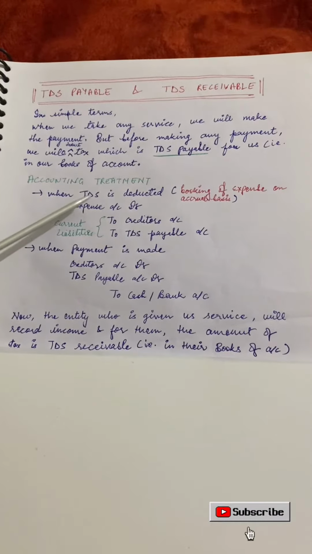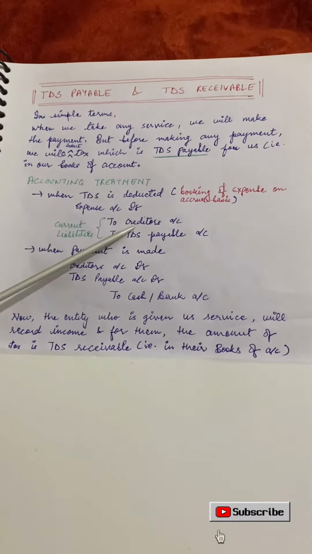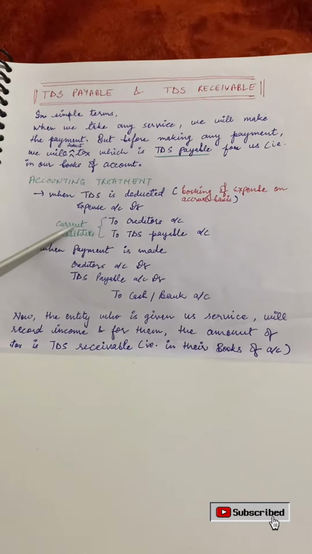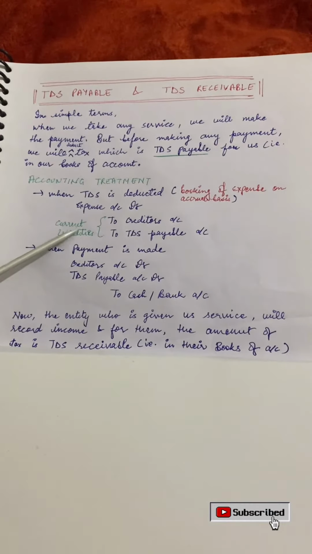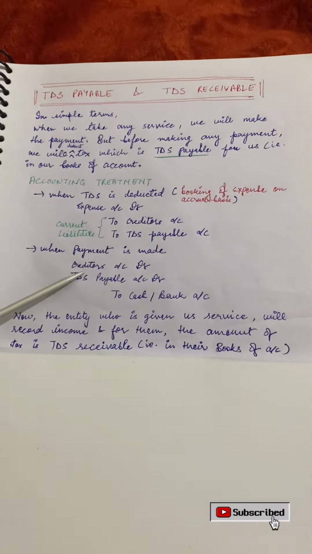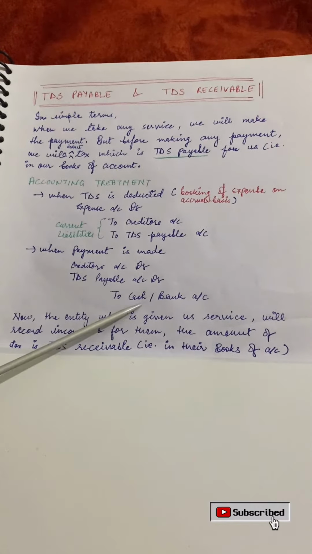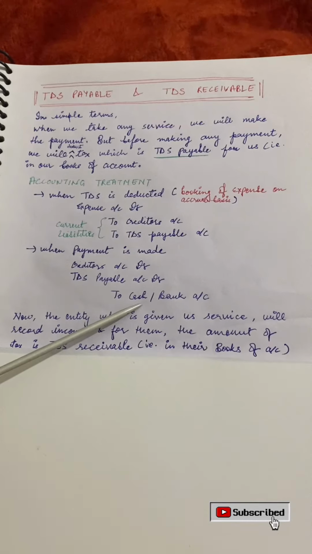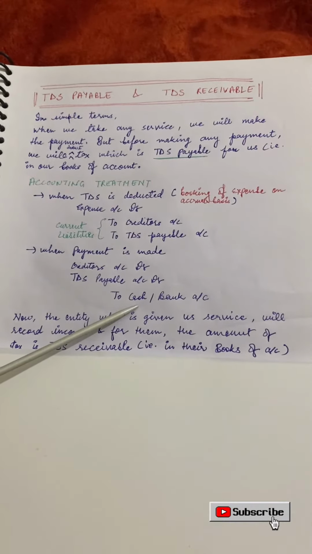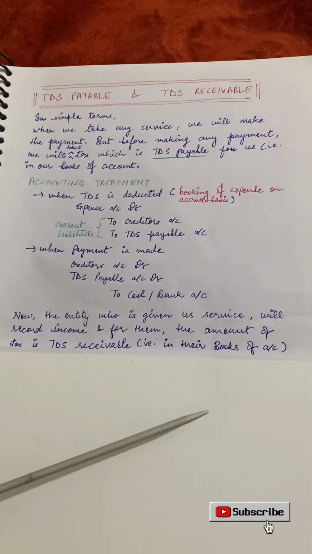Let's take an example here. Let's say we have to pay the rent. So now we will make the entry rent account debit to creditors, that is to the person to whom we have to pay the rent, to TDS payable. So both the creditors and TDS payable are our current liability. And then at the time of payment, we will debit the creditors, we will debit the TDS payable account to cash or bank, however we are making the payment.